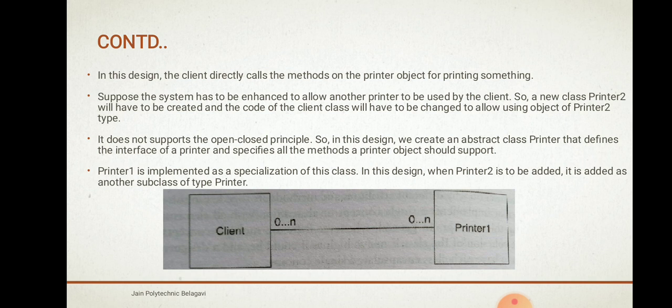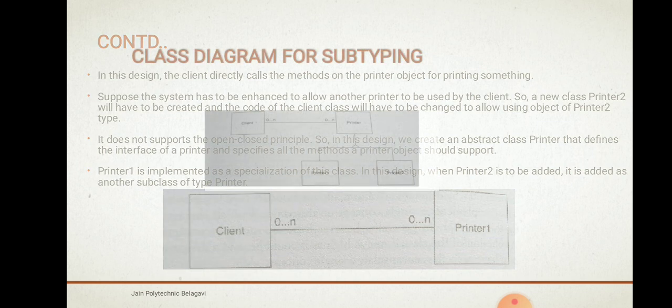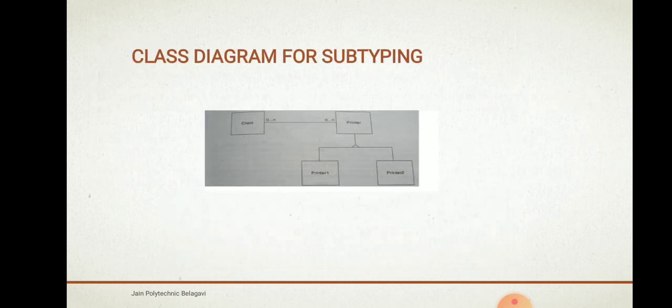So in this design we create an abstract class called printer that defines the interface of the printer and specifies all the methods of the printer. Now, printer2 is added as another subclass of type printer. This is the class diagram for subtyping. Here the client will call the printer, and printer has two subclasses, printer1 and printer2.